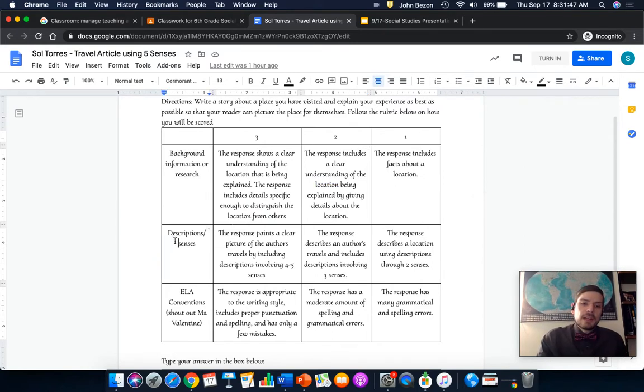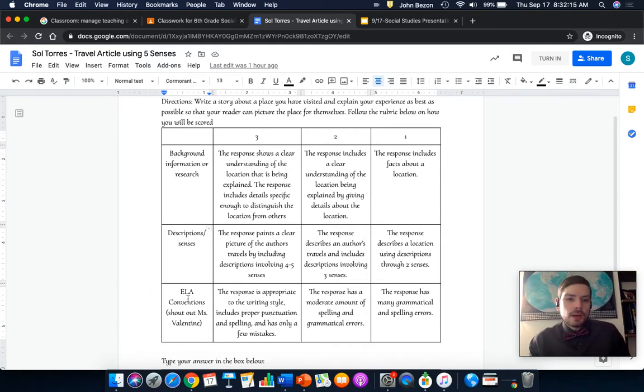Let's move down to the second category, descriptions or senses. It says the response paints a clear picture of the author's travels by including descriptions involving 4 or 5 of the senses. Okay, so try to get 4 or all 5 of those senses in your written travel article, and you will get full credit. To get a 2, you describe the travels and you only use 3 of your senses. Okay, and then hopefully nobody gets a 1. You only use 2 of the senses.